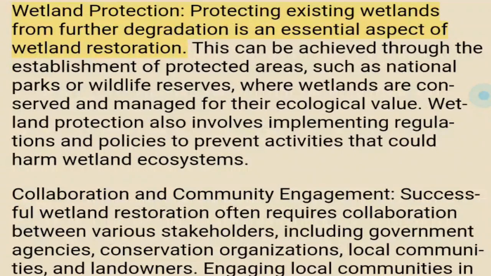Wetland protection. Protecting existing wetlands from further degradation is an essential aspect of wetland restoration. This can be achieved through the establishment of protected areas, such as national parks or wildlife reserves, where wetlands are conserved and managed for their ecological value. Wetland protection also involves implementing regulations and policies to prevent activities that could harm wetland ecosystems.